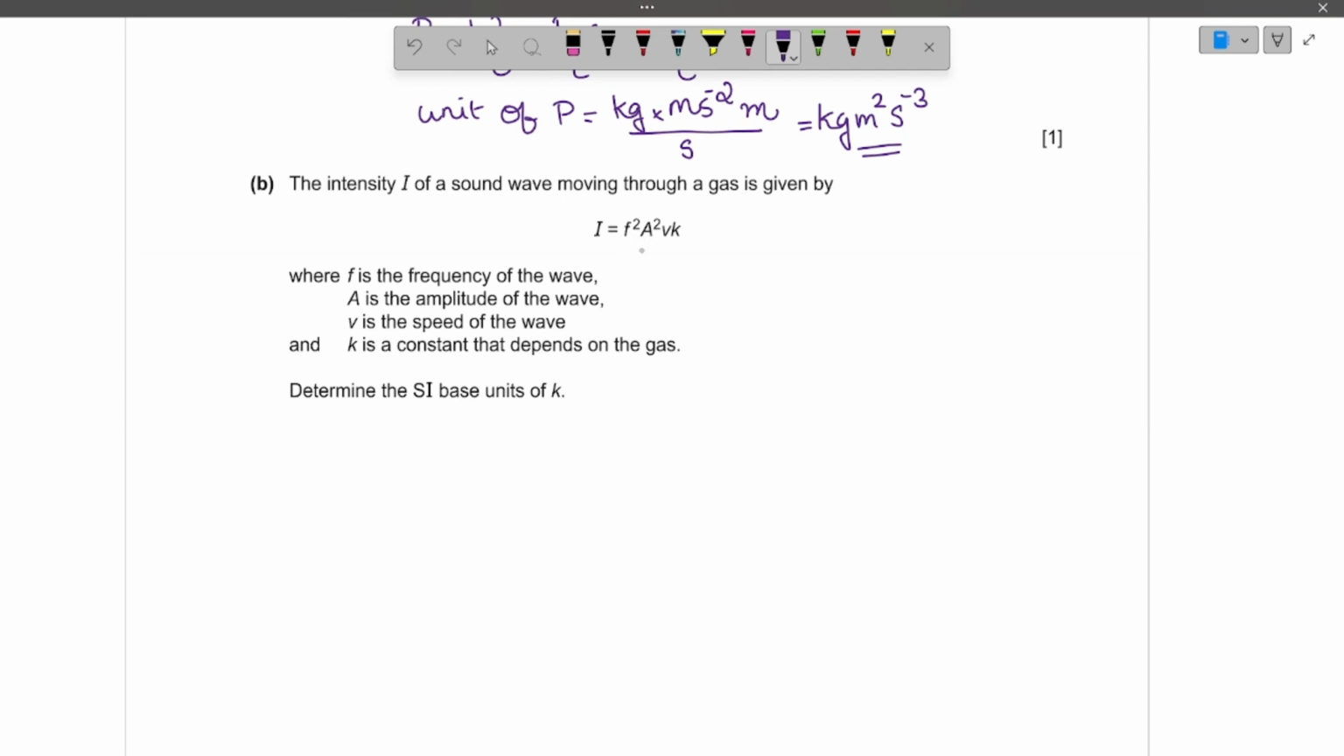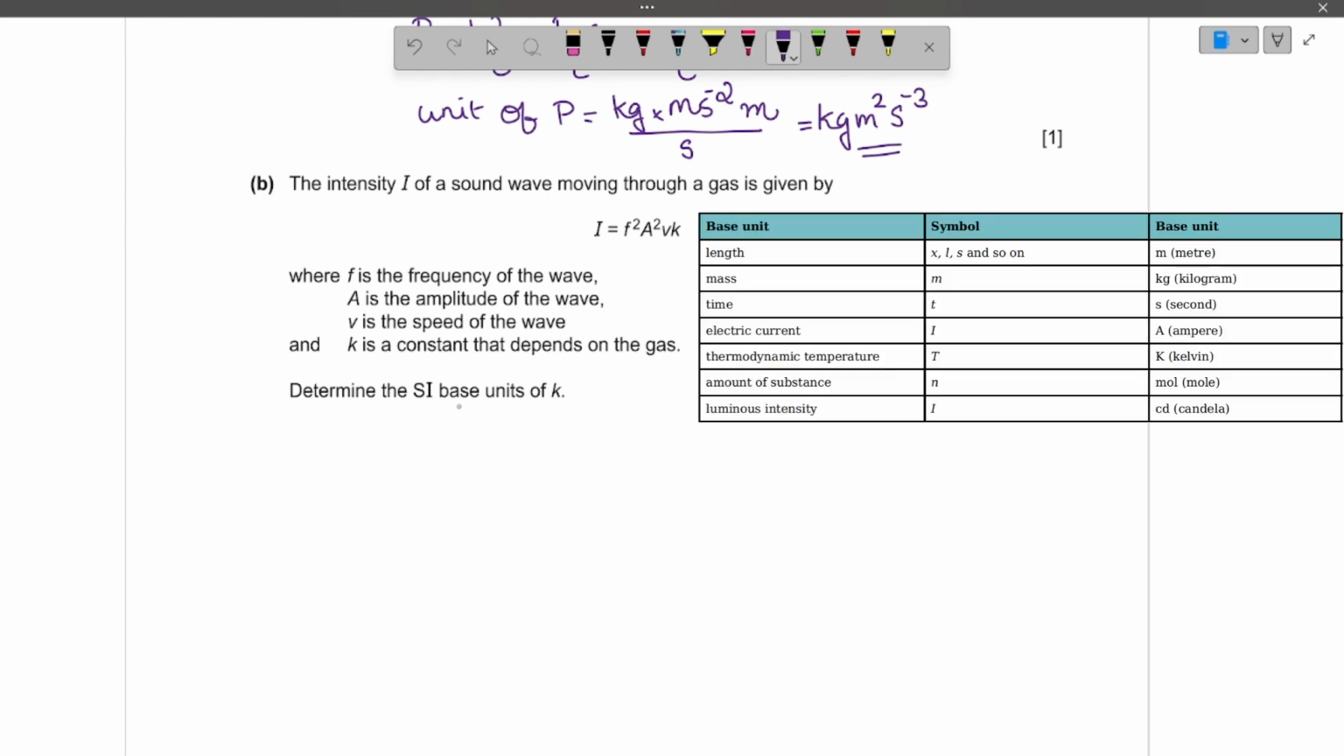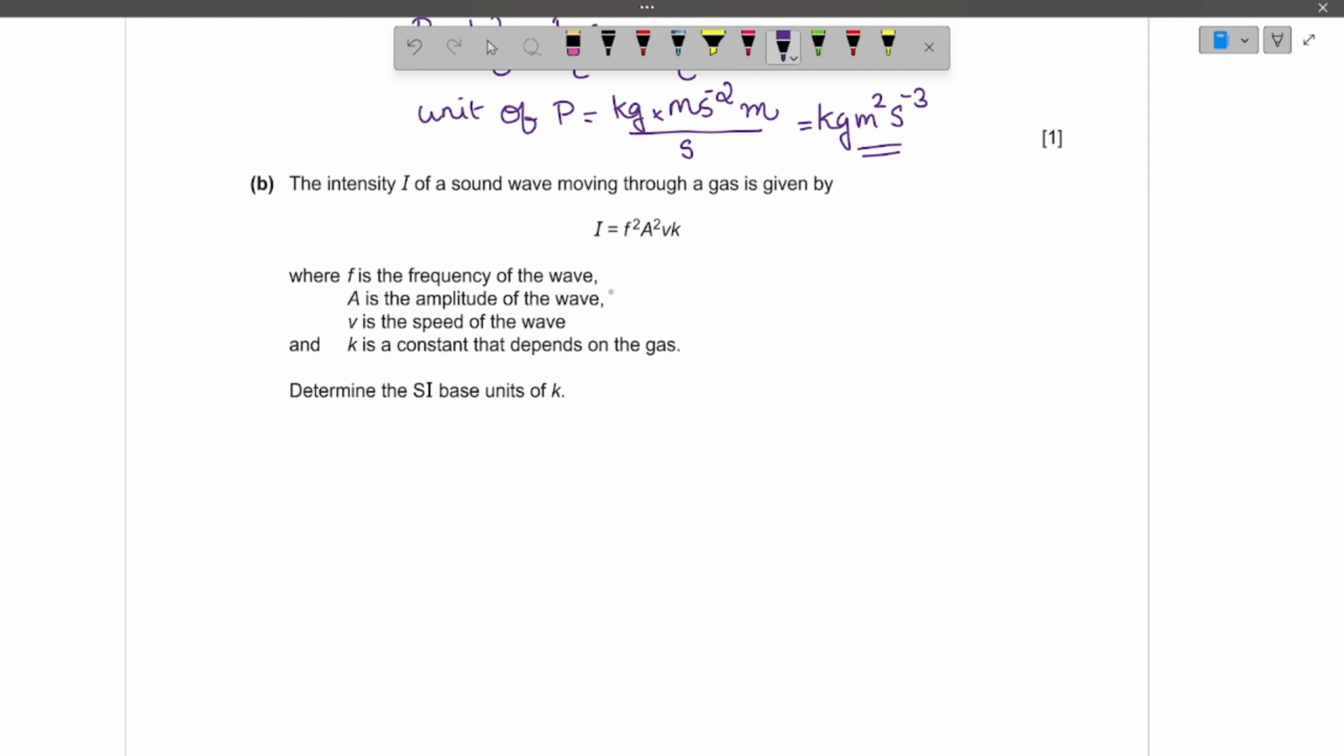I equals f² a² v k, where f is the frequency of the wave. So here also you need to find out the base unit. Just remember, it is already mentioned that you need to find the base unit. We have 7 base units, so the unit of k must be in terms of those base units only. So we can find out the units of the individual terms, like the frequency.